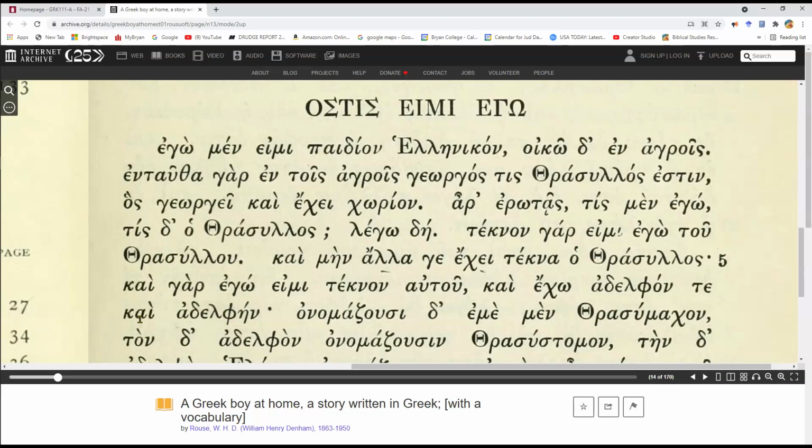Right, and so this is the word "I live." I live on a farm, or in the field, but I think "on the farm" is what it means. On the one hand, I'm a little Greek boy. On the other hand, I live in the fields.